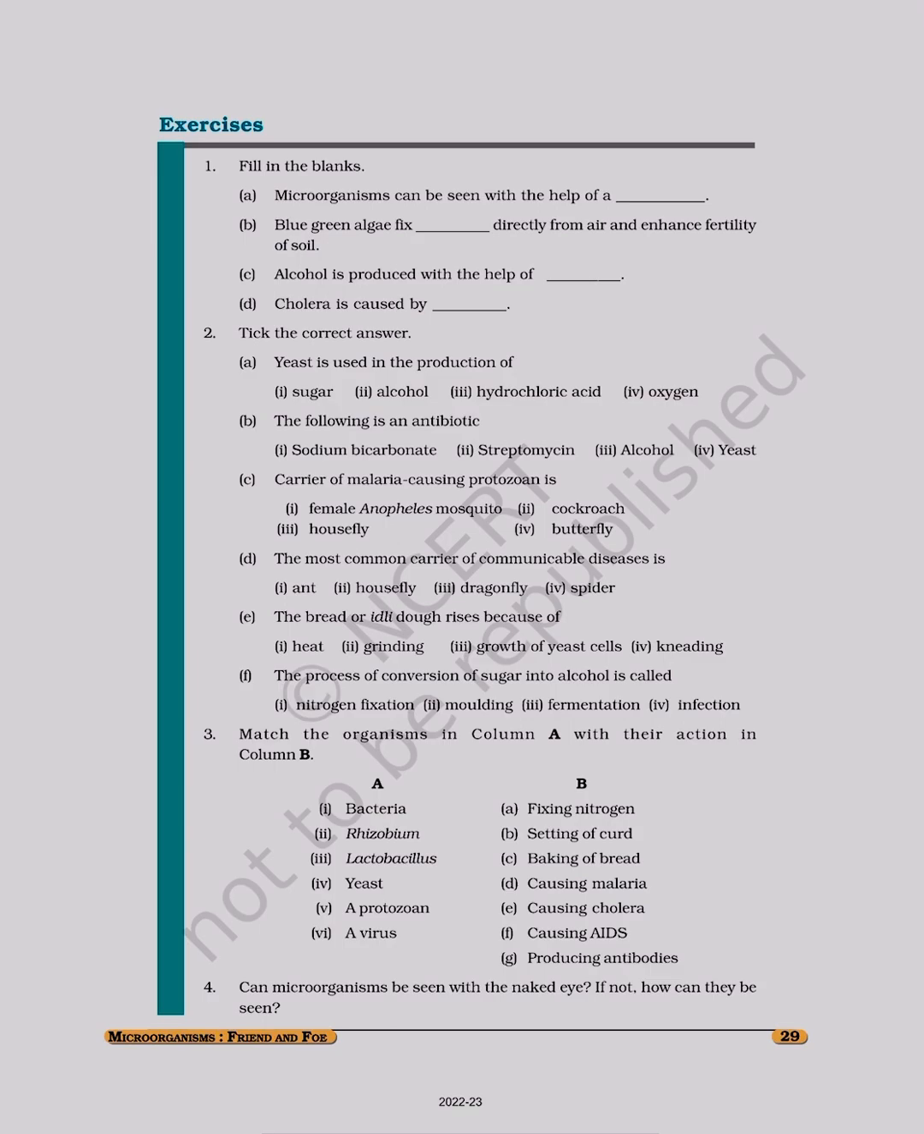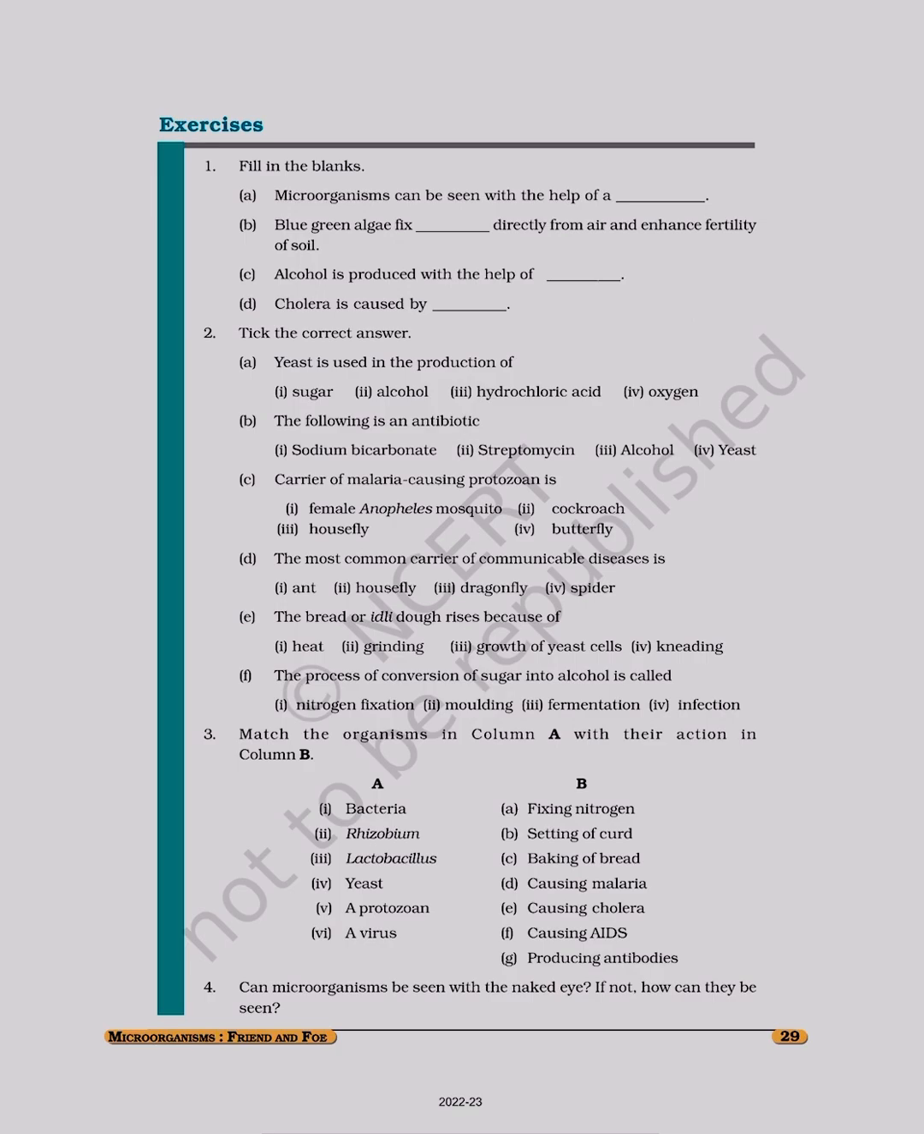Third, match the organism in column A with their action in column B. Column A: bacteria, rhizobium, lactobacillus, yeast, a protozoan, a virus. Column B: fixing nitrogen, setting of curd, baking of bread, causing malaria, causing cholera, causing AIDS, producing antibodies.